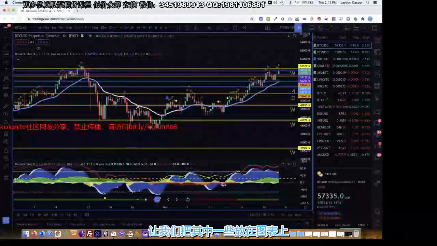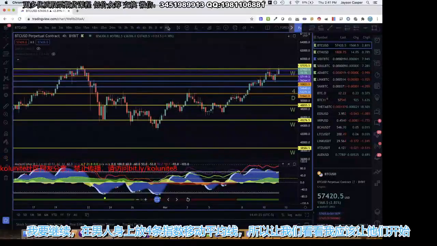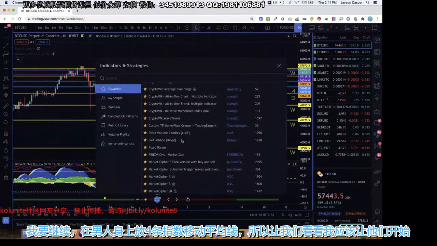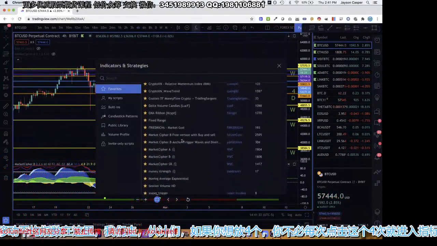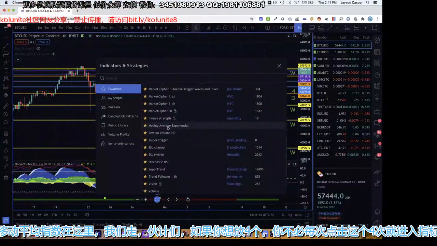So let's put some of these on the chart. Let's remove our Market Cipher A. And I'm just going to go ahead and put 4 exponential moving averages on, guys. So let's see, I should have them starred here. Moving average exponential. Here we go. And guys, if you want to put 4 on, you don't have to go into indicators every time. You just click this 4 times.